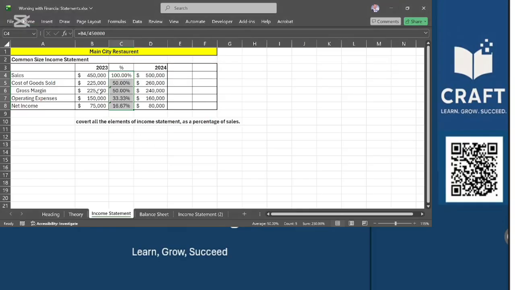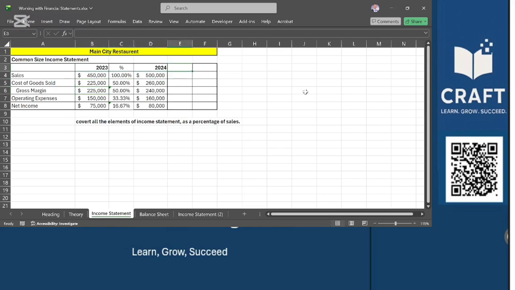Okay, so the cost of goods sold remains 50% of the sales, so the gross margin becomes the remaining 50%. From the 50% gross margin, operating expenses are 33.33% of sales. So the net income, which constitutes $75,000, is actually 16.67% of sales.